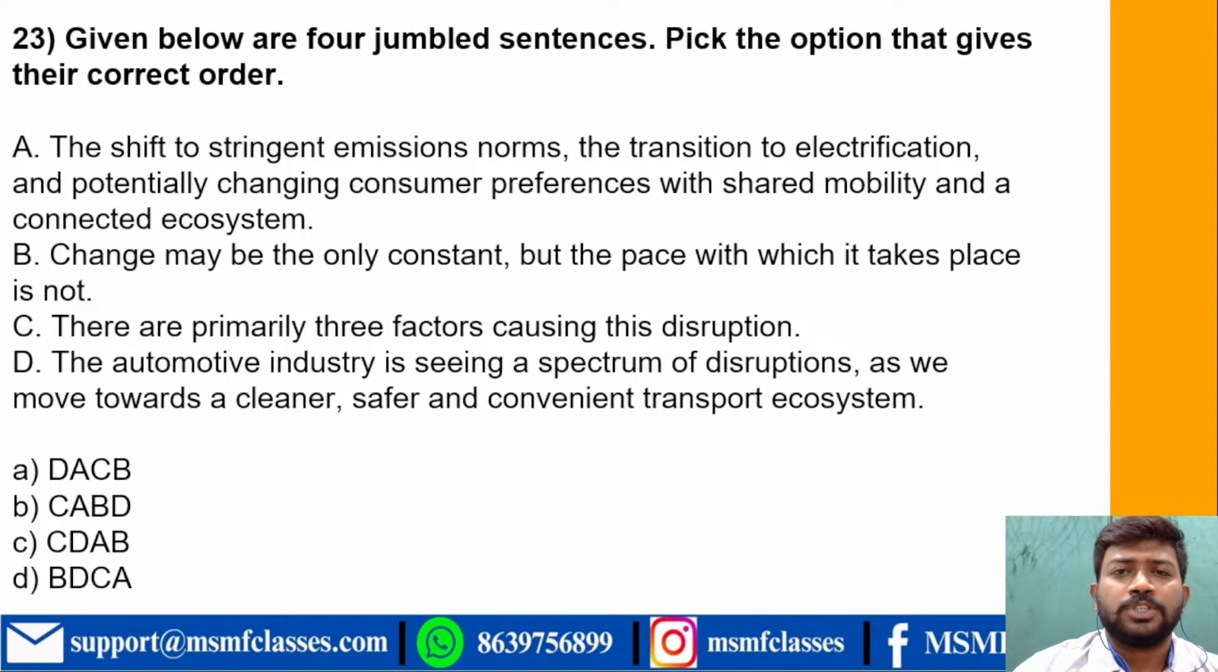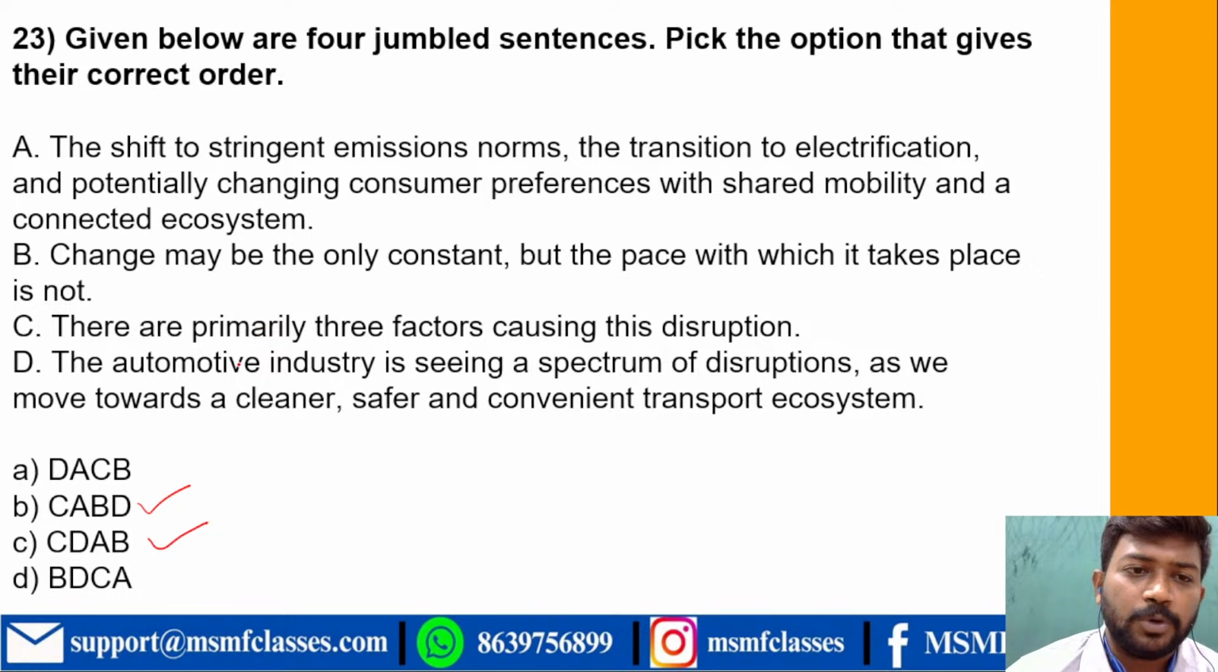Given below are 4 jumbled sentences. Pick the option that gives their correct order. So it is also very easy. I already told you. First of all, we should go with the options. There are 2 options in common. One is CADB or CABD or CDAB. So if C is not the starting sentence, I will directly go with D or B. So now let me check it. There are primarily 3 factors causing this disruption.